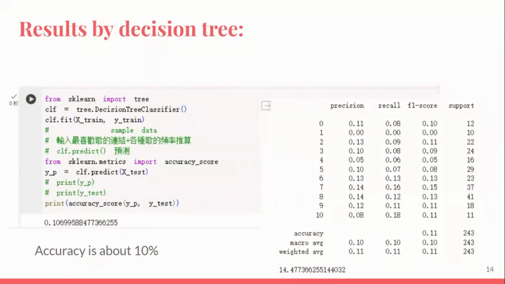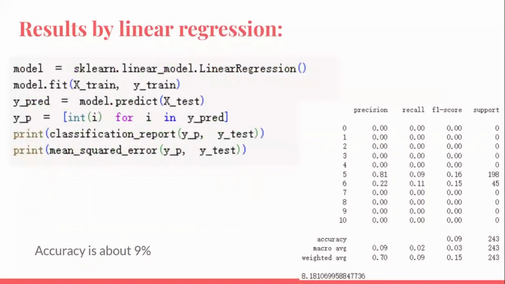Here are the results of using decision tree. The accuracy is about 10% and MSE is about 14. Here are the results of using linear regression. I suddenly realized that the output is a numerical value, and I decided to use linear regression. We found that the accuracy is about 9% and MSE is about 8. Using linear regression makes the MSE lowest.